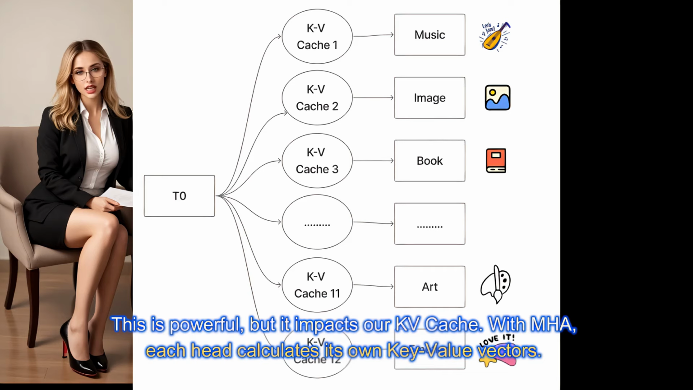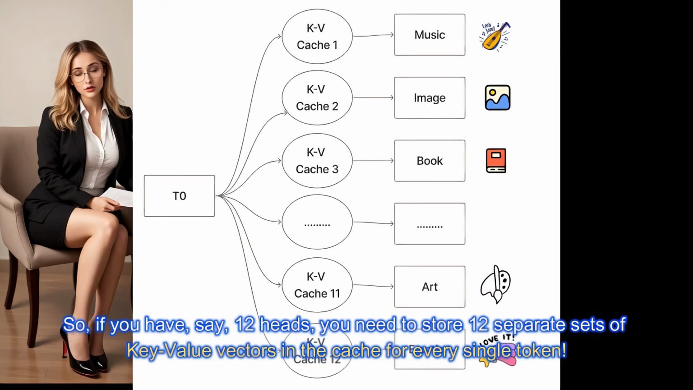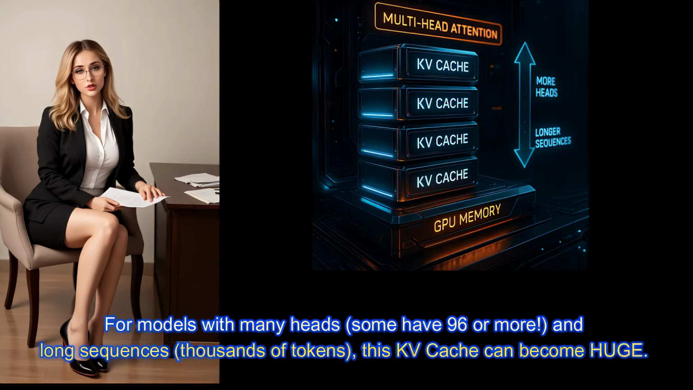With MHA, each head calculates its own key value vectors. So, if you have, say, 12 heads, you need to store 12 separate sets of key value vectors in the cache for every single token. For models with many heads, some have 96 or more, and long sequences, thousands of tokens, this KV cache can become huge.